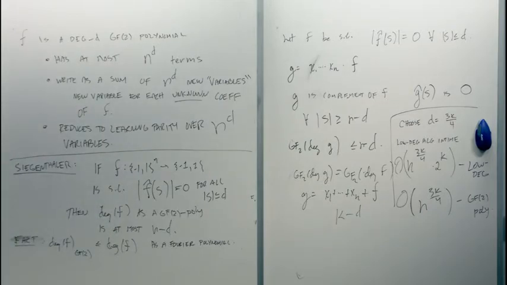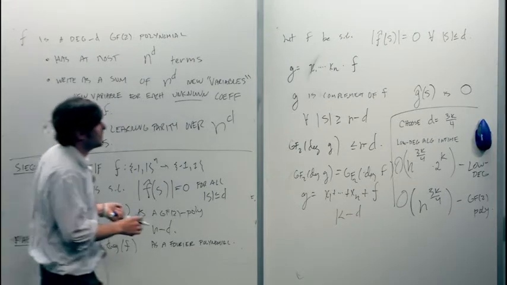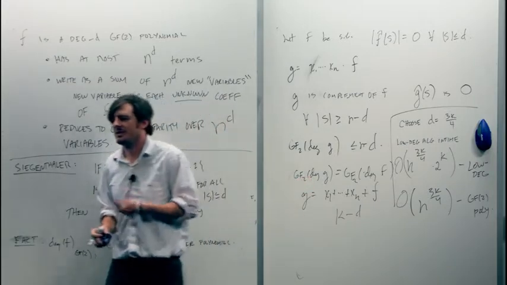Okay, any questions on that? And you can replace 3/4 by omega over omega plus 1. And as I said, Greg Valiant has an improvement to that even.